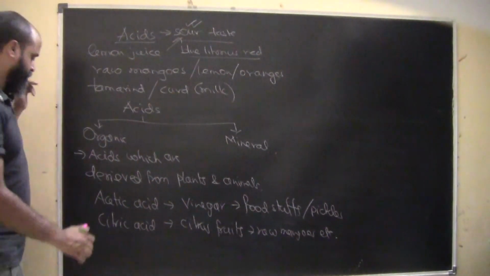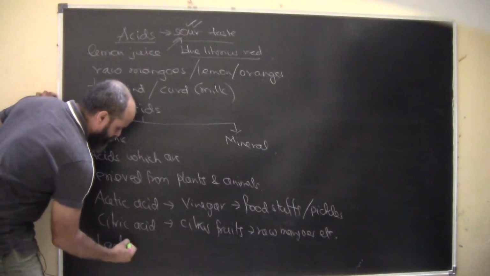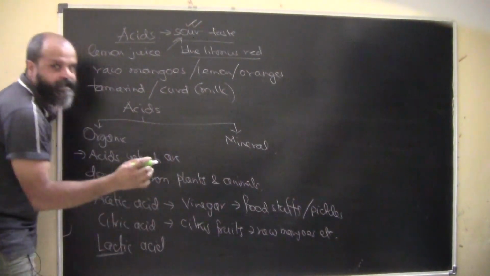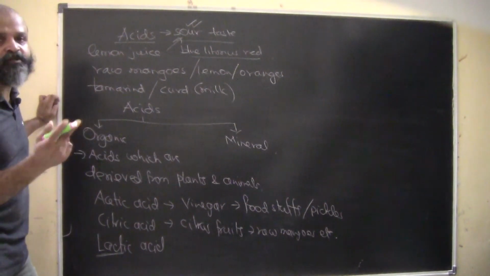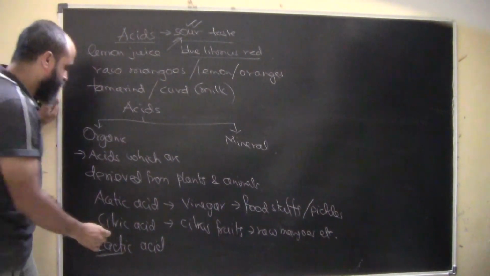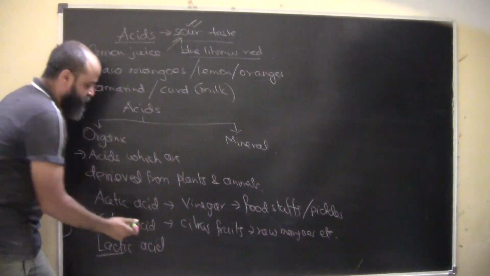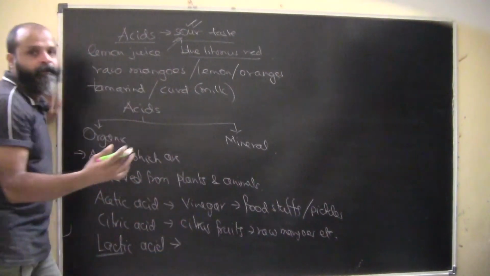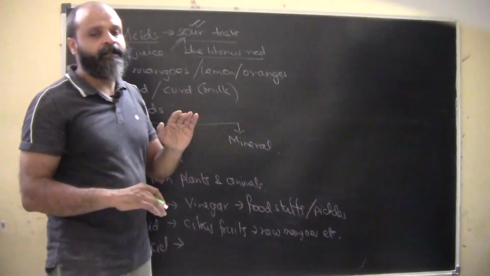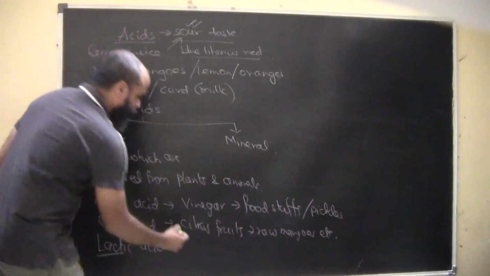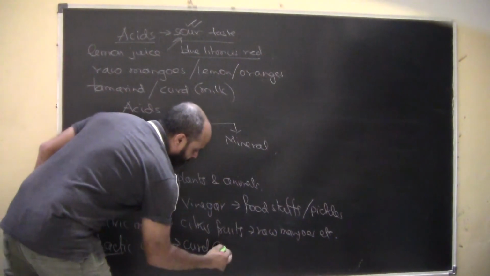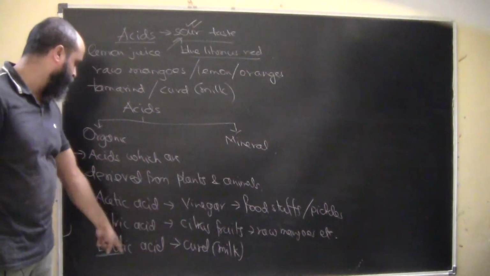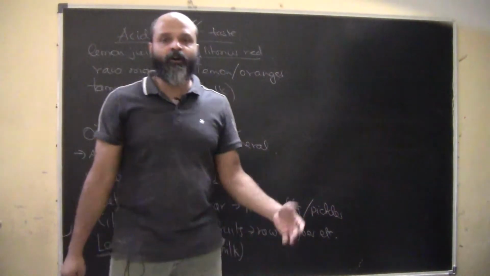Now another one we have is lactic acid. Just remember, whenever you have lactic, it is basically coming from lactose, which is a kind of sugar that milk makes. So from that lactic acid is made, and this is always something which is milk related. Milk generally is not sour, but the curd that we make out of milk is sour. So here we have lactic acid, which is in curd made from milk.